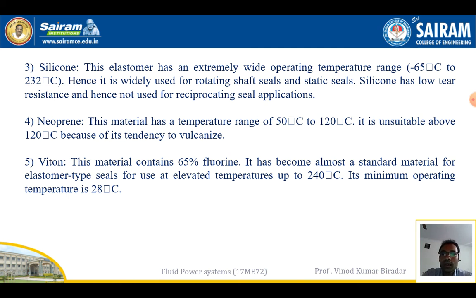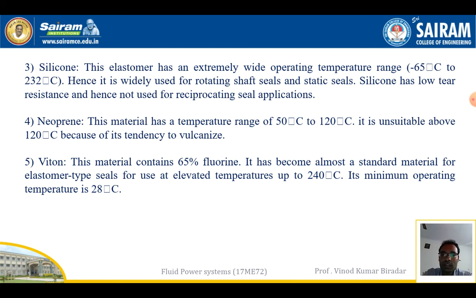So this is also a type of seal material, and it has a temperature range of minus 50 degrees centigrade to 150 degrees centigrade. It is unsustainable above 120 degrees centigrade because of its tendency to decompose. So it is not at all used above 120 degrees centigrade. If you use it, the whole material will melt out. Okay, next is Viton. So this is also a different type of sealing material.